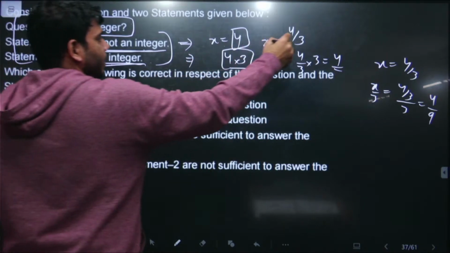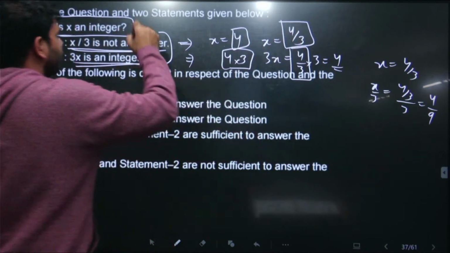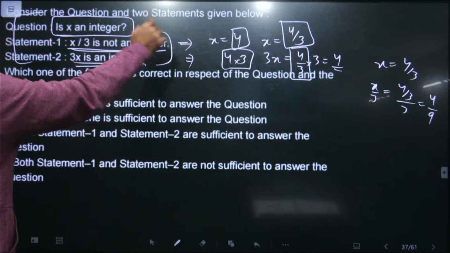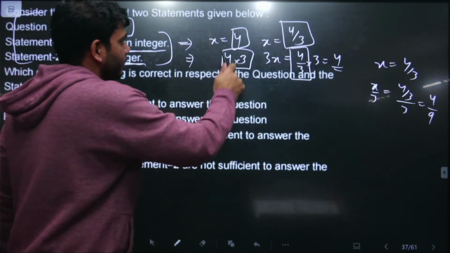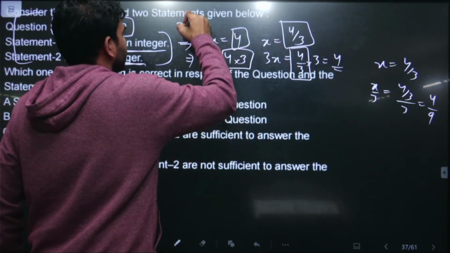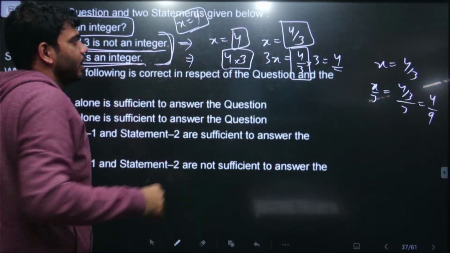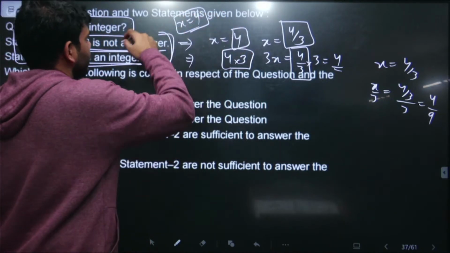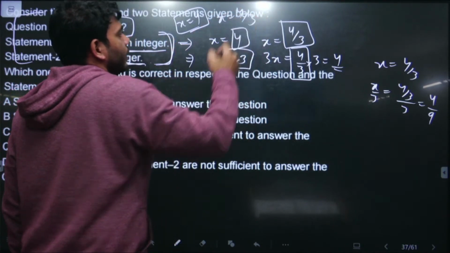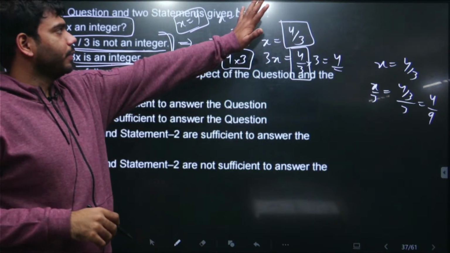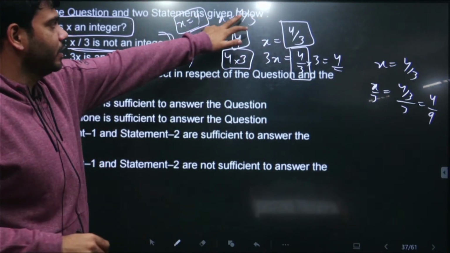So it means 4/3 is also satisfying both these statements, but 4/3 is not an integer. So by common sense, what we have derived is that for x equal to 4, both these statements are valid, and x equal to 4 is an integer. And for x equal to 4/3, for another such sample space, both the statements are again valid, but x is not an integer.